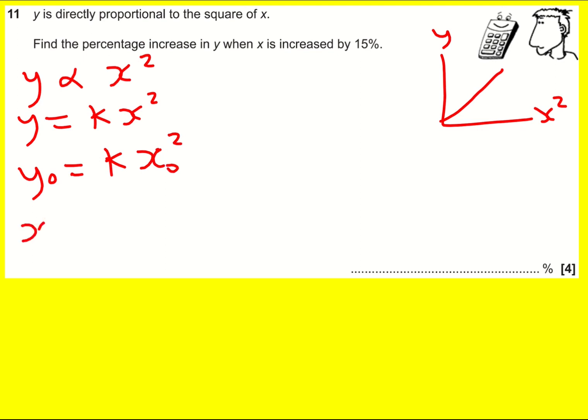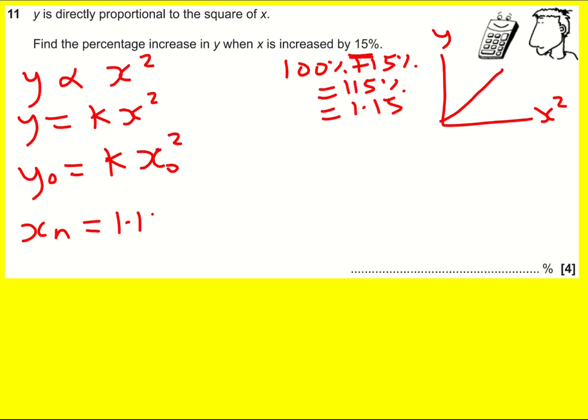And then we've got a new value of x, which I'm going to call x new, and that is a 15% increase. So if I've got 100% and I increase it by 15%, I add them and I'm going to have 115%. To do that using a multiplier means it's 1.15. So I can write down that the new x is 1.15 multiplied by the old x.